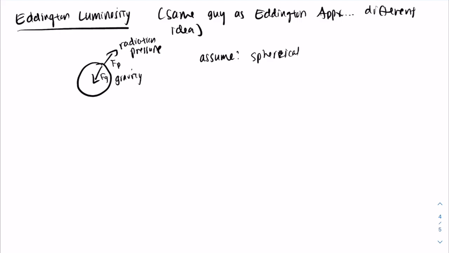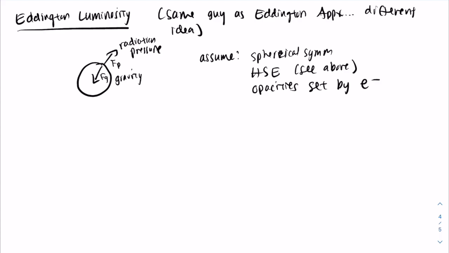In deriving this, we're going to make a few assumptions. We're going to assume spherical symmetry. We're going to assume hydrostatic equilibrium. So that's what we did in the past lecture. And then finally, the approximation that Eddington made when he came up with this was that the opacities were all set by electron scattering, by Thomson scattering. And we'll discuss what that approximation means later on.